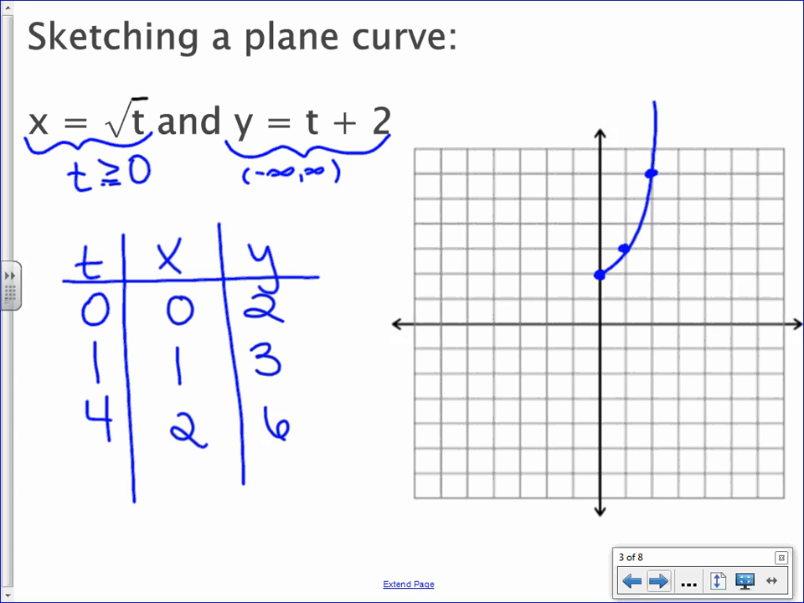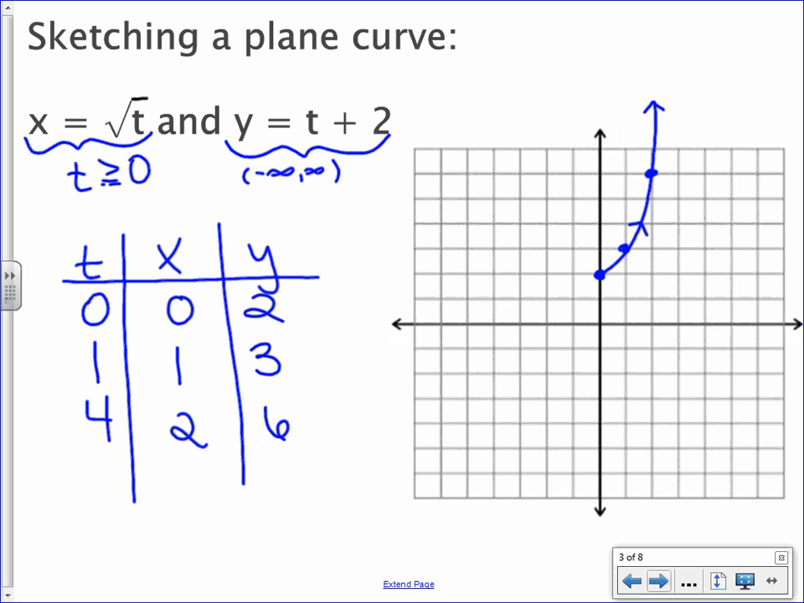Now, do we have an end point for our domain? No. So this is going to keep going. Since we began here at t is 0 and we continue with t is 1, t is 2, 3, 4, our orientation is going to be that way. If you do not have the arrows on your graph, then it is not a parametric graph. Make sure your arrows are on your graph. Otherwise, you will be docked points on Wednesday. All right?